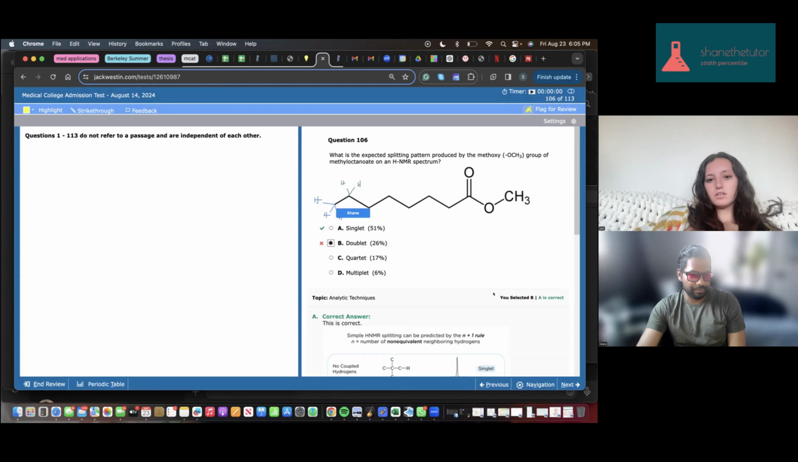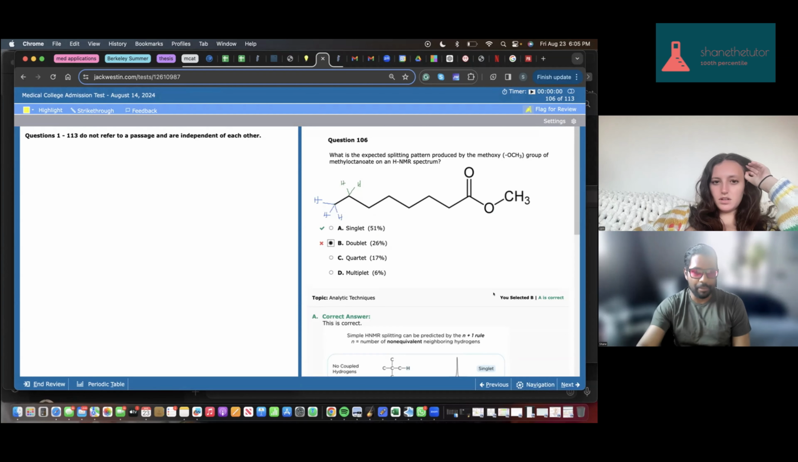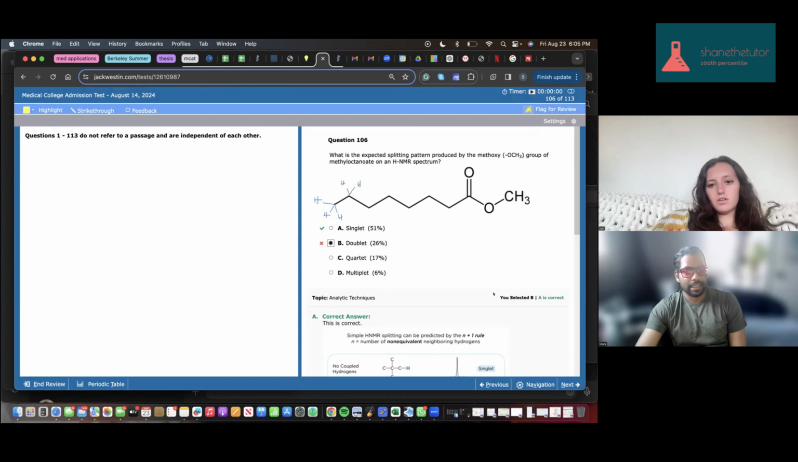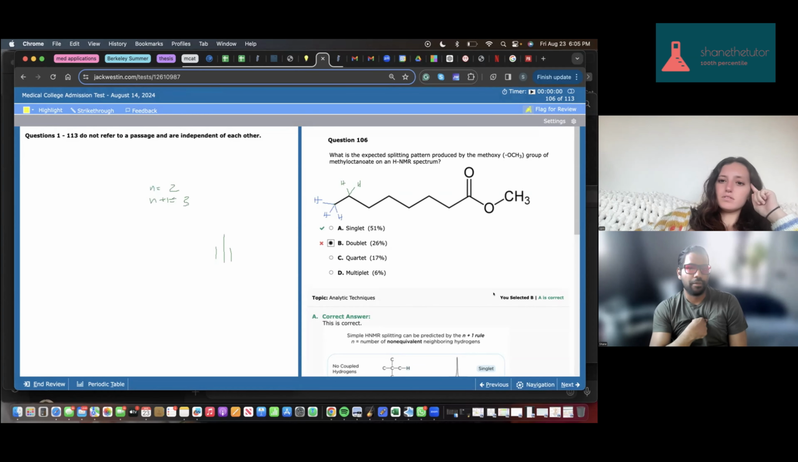So if we're looking at just this carbon here, we have three hydrogens on that, but we go by the number of neighbors. So the neighbors is going to be 2, and that'll be the n number, and then n plus 1 will be the number of subpeaks. So that'll be 3 subpeaks, so that'll look like a triplet, right?